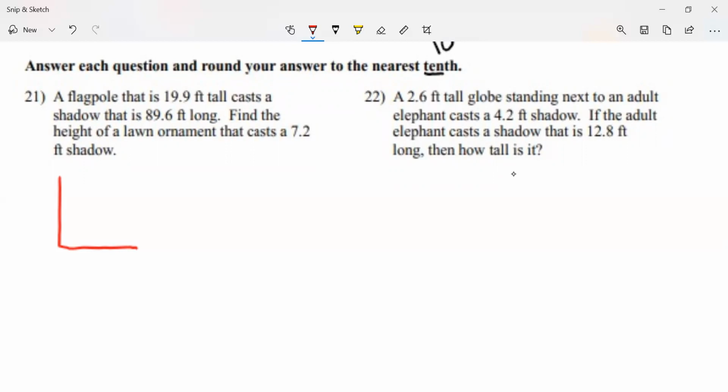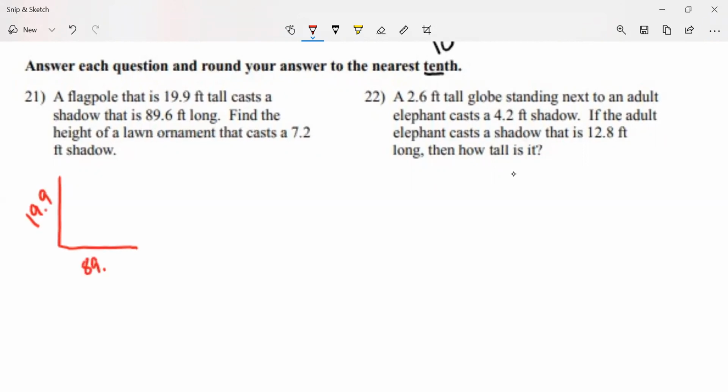Now I see some numbers, right? When I read the first sentence, a flagpole that is 19.9 feet tall casts a shadow that is 89.6 feet long. Okay, so I have a measurement for the pole and a measurement for the shadow. So I'm going to say the pole is 19.9 and the shadow is 89.6.